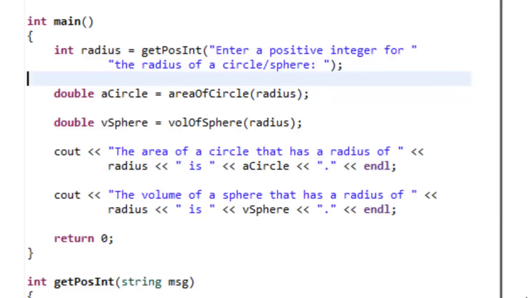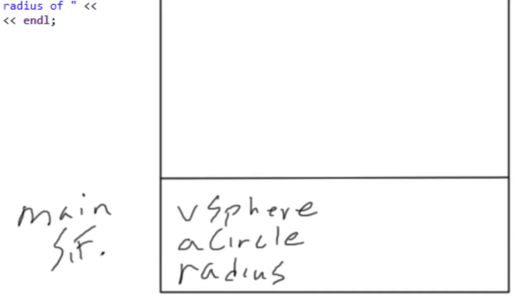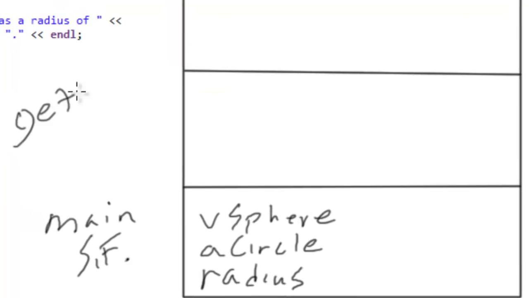Okay. So in this particular case, we'll assume that we're executing the first statement here in main, and we get a call to another function called getPosInt. What transpires is we get another stack frame. For every single function call we have, we get another stack frame for that particular function. In this case, it's called getPosInt.